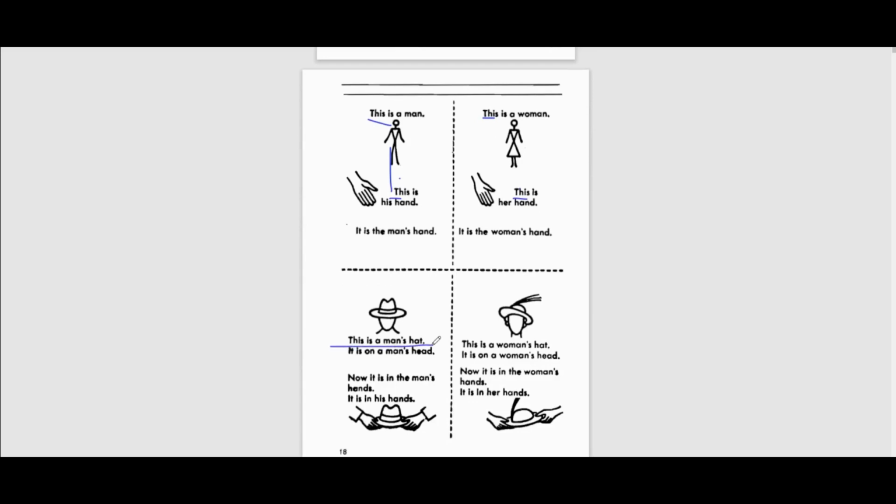This is a man's hat. It is on a man's head. Now it is in the man's hand. It is in his hand. This is a woman's hat, it's on a woman's head. Now it's in the woman's hand, it's in her hand. This is the same thing, except woman, her, his. So for a woman you use her, for a man you use his, and so on and so forth.